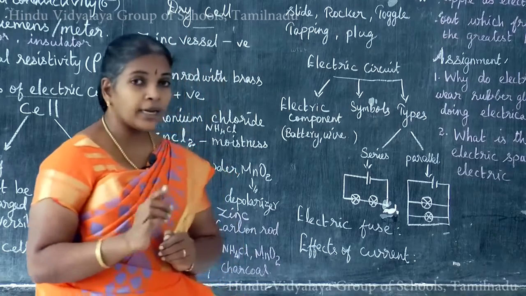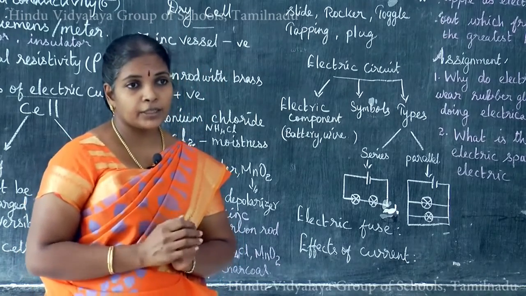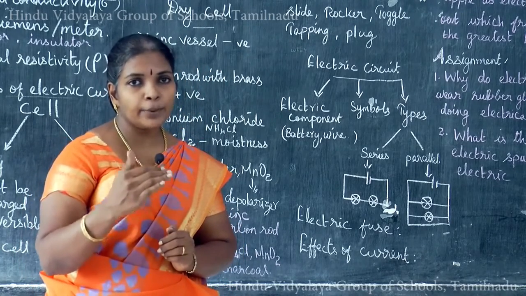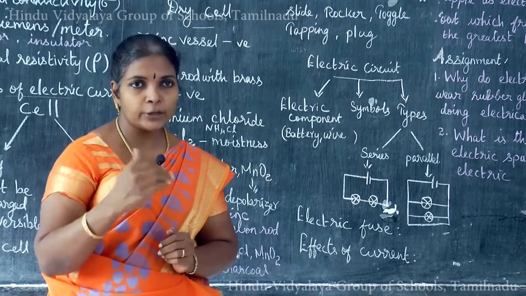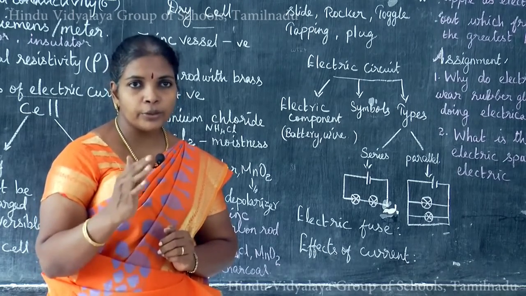The next, chemical effect of current. Chemical effect is when electric current is passed through different conducting liquids, dissociation of ions takes place.